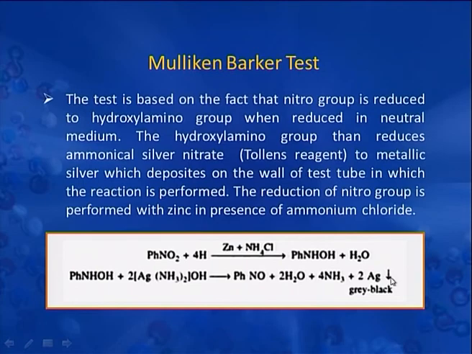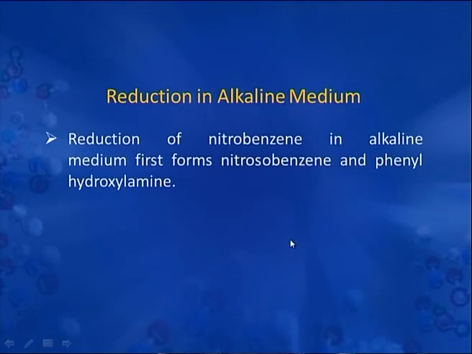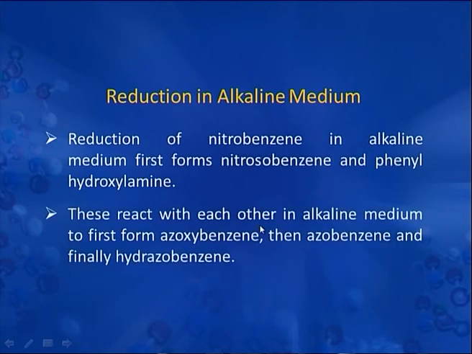We will now discuss the reduction of nitrobenzene in alkaline medium. In alkaline medium, the nitrobenzene is first reduced to nitrosobenzene and then it is reduced to phenyl hydroxylamine. These react with each other, that is the nitrosobenzene and phenyl hydroxylamine react with each other in alkaline medium to first form azooxybenzene and then they form azobenzene and finally hydrazobenzene is formed.